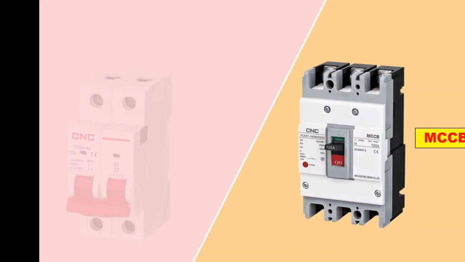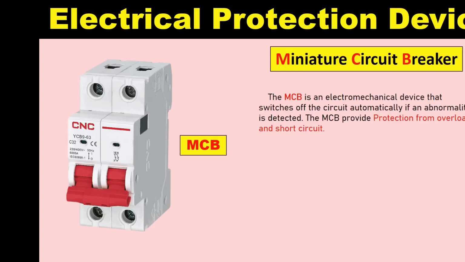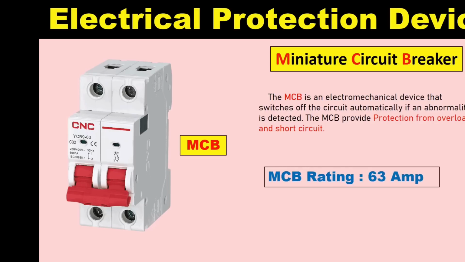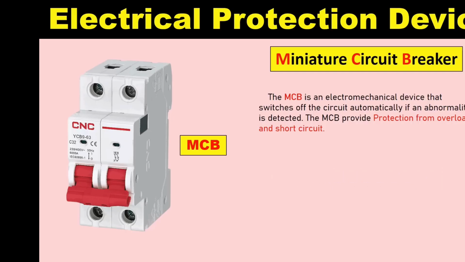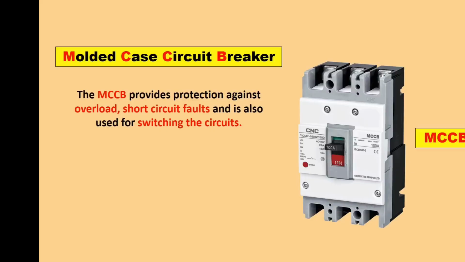Full form of MCCB is molded case circuit breaker. Friends, if you are going to buy a MCB, then a maximum of 63 ampere rating MCB you can buy. These days you can find a 100 ampere rating MCB also, but before, MCBs up to 63 ampere rating were available in the market. Now if you want a protection device of even higher rating, then in this condition you have to buy a MCCB. MCCB also provides protection from overload and short circuit.